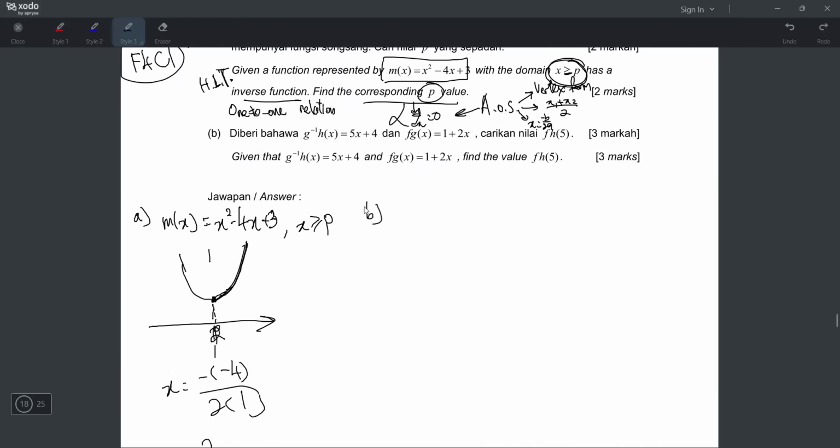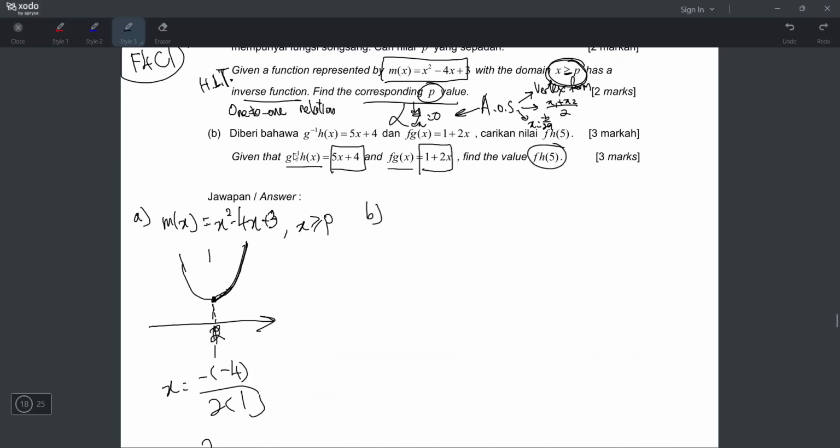Now I will do b already. Given that g inverse h(x) equals to 5x plus 4, fg(x) equals to 1 plus 2x, find the value of fh(5). When I first tried to do this question, I spent a very long time thinking how should I do this, because it's very weird. Look at this. They give us the g inverse h(x), and then they give us the fg(x). So they are both composite functions, and what they want to find is also a composite function fh(x), fh(5), right? But we need the fh(x), and this one they give is fg and g inverse h.